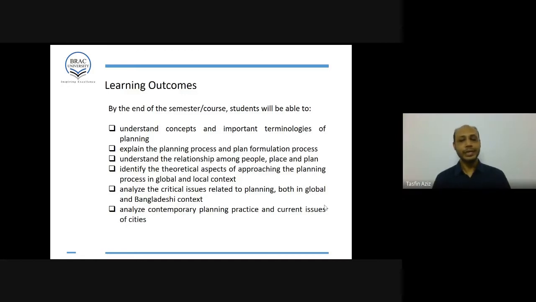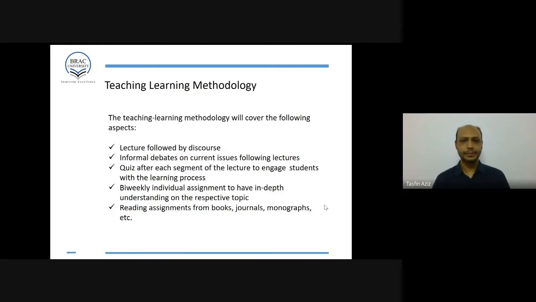Then we're assuming students will be able to analyze the critical issues related to planning, both in global and Bangladeshi context. And eventually, you will be analyzing the contemporary planning practices and current issues of the cities. So these are our desired learning outcomes.